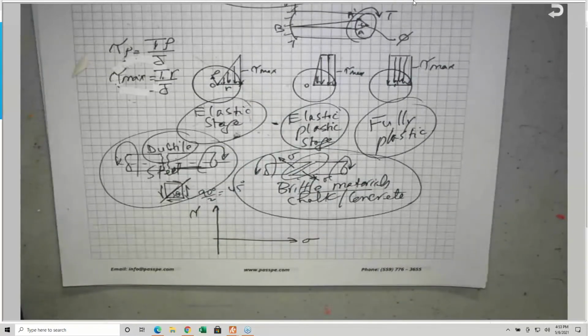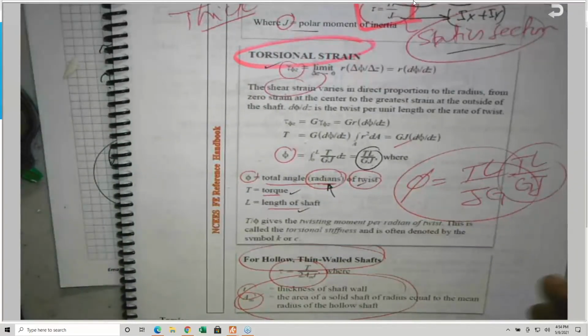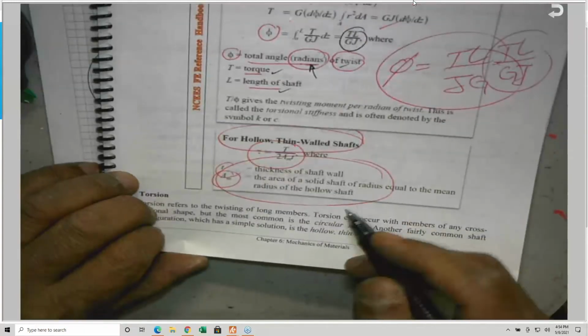Hopefully that one day it will be done. So we need to understand these things, because it could be a target for a question on the exam. So torsion, I needed to be aware of that.